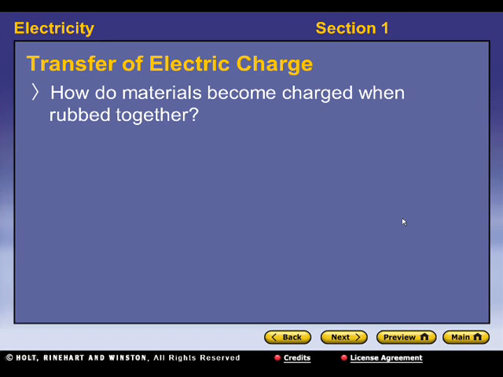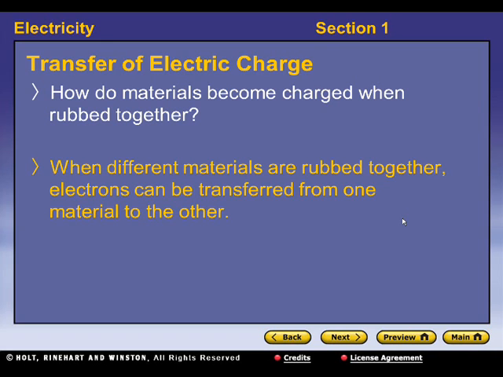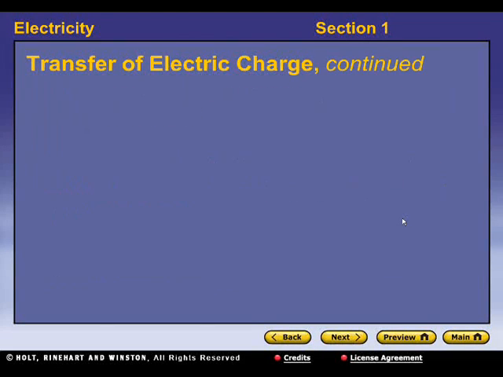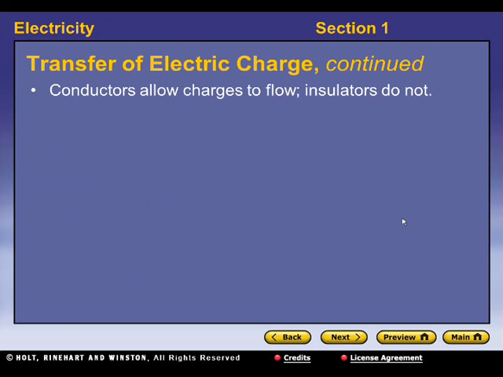Alright, so transfer of electric charge. How do materials become charged when rubbed together? So when different materials are rubbed together, electrons are transferred from one material to the other. The direction in which the electrons are transferred depends on the materials themselves.